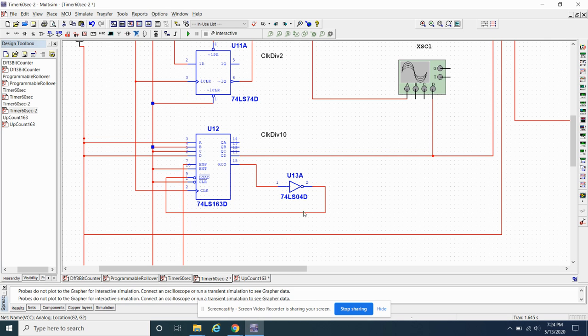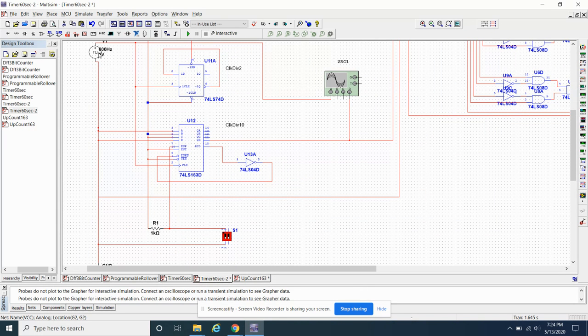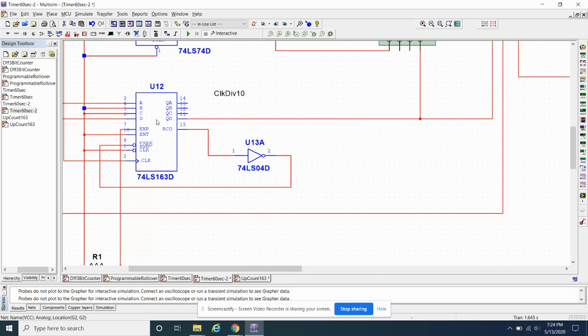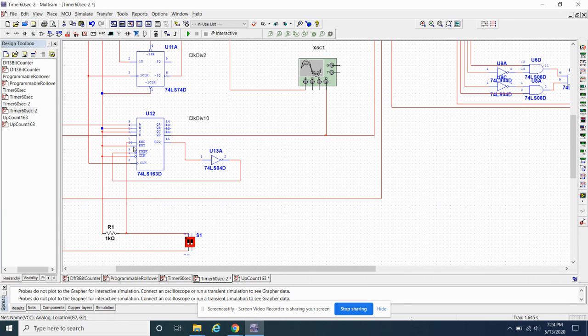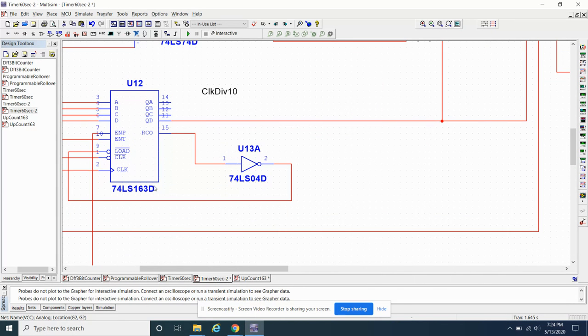So I've got it loading 6, I've got it counting for whatever the master clock is. And this clock here, I've got it set to 600 hertz, which will do a divide by 10 of this and then generate a 60 hertz clock. Okay, and that's really all you need for the divide by 10. You just need to set this thing up.